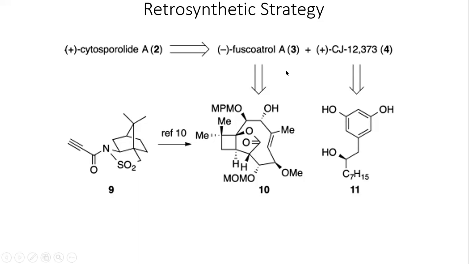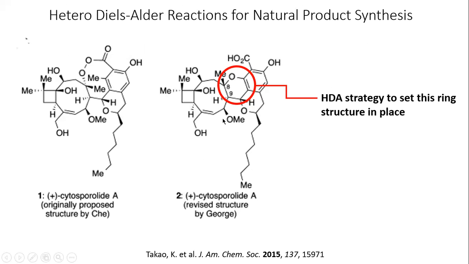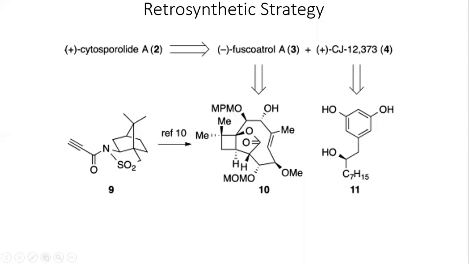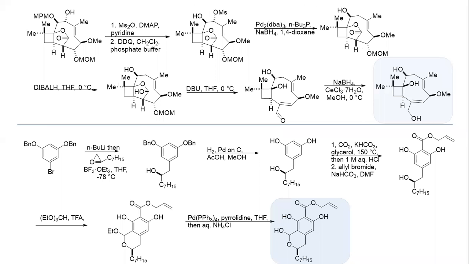All right. So they knew that they could get from this Fuchs control A, and then the second piece, which is how they envision breaking this ring up into those two pieces. The second piece right here, they knew that they could get that from this particular product, CJ 12373, right? So with those two pieces, they were going to put this ring system together. So this is the synthesis.